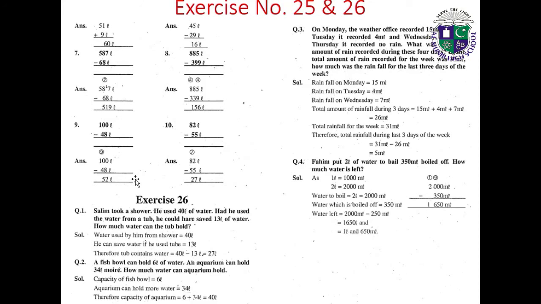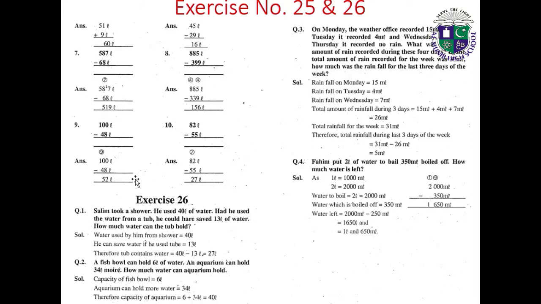Fahim put 2 liter of water to boil. 350 milliliter boiled off. How much water is left? 1 liter equals 1000 milliliter. 2 liter equals 2000 milliliter. 2000 milliliter minus 350 milliliter, 1650 milliliter is your answer.